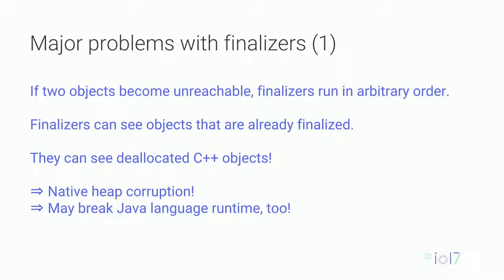So the first problem is that if two objects become unreachable, the finalizers actually run in arbitrary order. That includes the case in which two objects that point to each other become unreachable at the same time. They can be finalized in the wrong order, meaning that the second one to be finalized actually tries to access an object that's already been finalized. I'll go into some more details there.